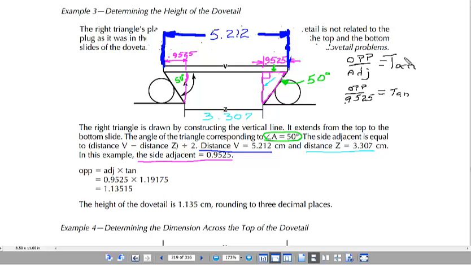Okay, so we have the opposite over the adjacent equals the tangent. The opposite side, that's what we're looking for, that's this distance here, over 952.5, that's this distance right here, equals the tangent. So the tangent of what? Well, in this case, it's going to be the tangent of 50 degrees, right?